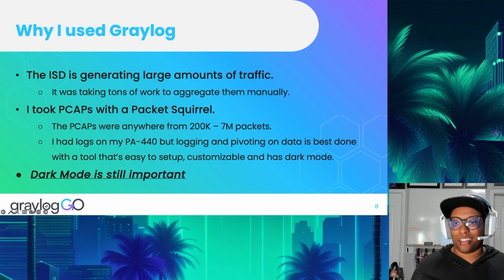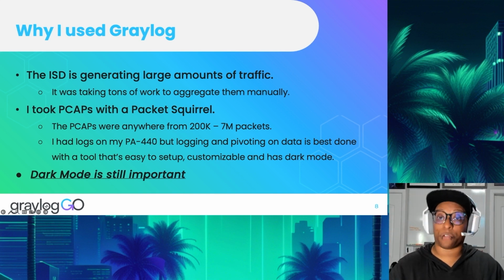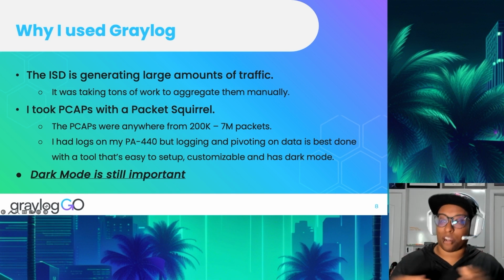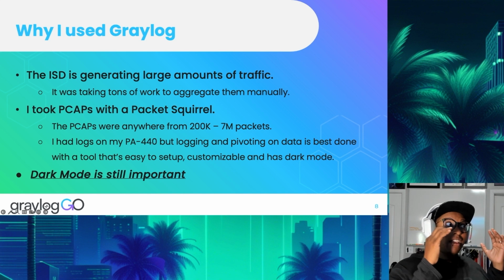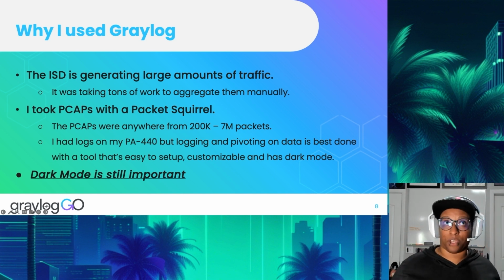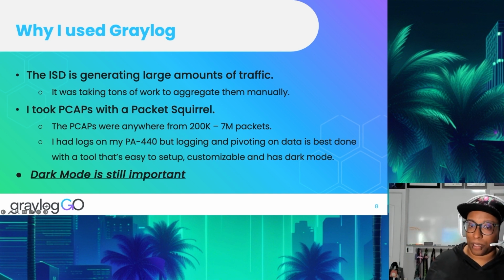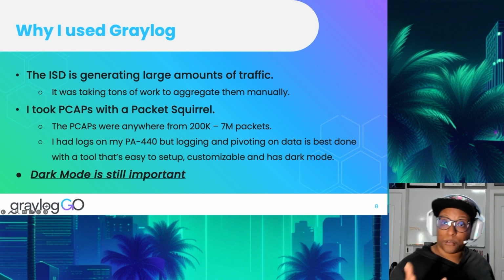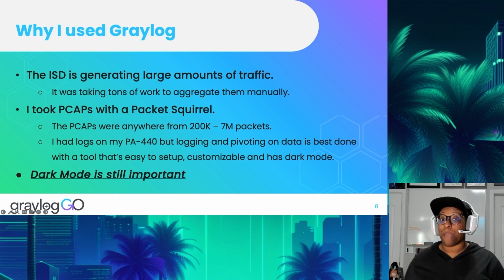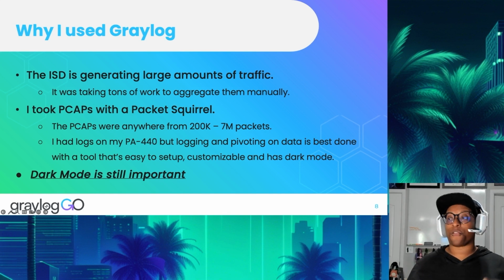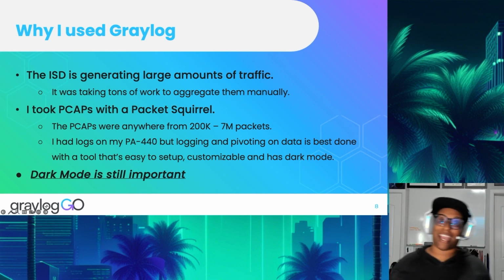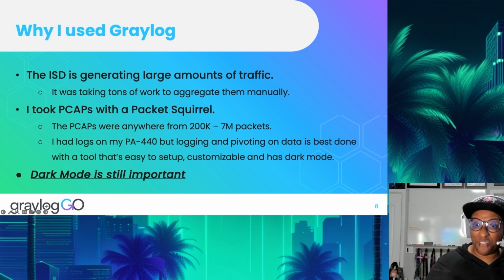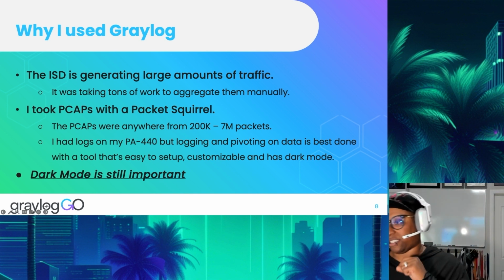So why did I go to Graylog? A few reasons. The most important reason is at the bottom. I'll talk about it in a second. But these devices are making so much noise, so much traffic. It was taking a lot of work to look in my Palo and aggregate it manually. I did those PCAPs with the Packet Squirrel, as I mentioned, but these PCAPs were big. They were anywhere from 200K packets in a few minutes to almost 7 million packets when I let it run overnight and capture packets. 7 million packets for one device.